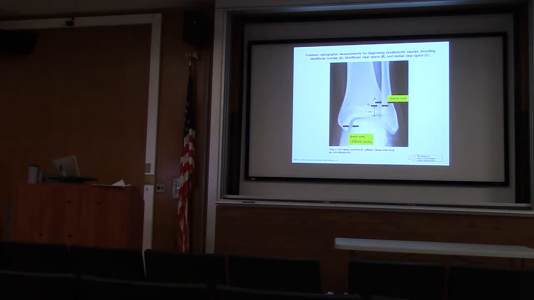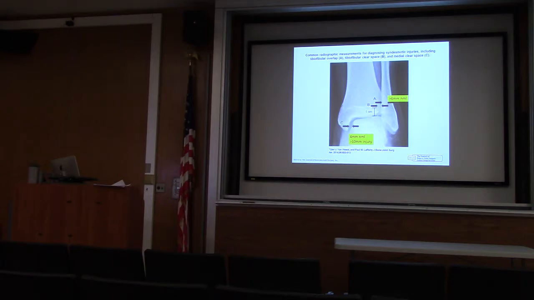Yes? Does it start with the AP, the Mortise view, or the AC? You can do this just on your regular AP. So you can do this when you're getting your normal films. It's just another thing to look at, because we often kind of gloss over these injuries. Oh, nothing's fractured. But to take those couple seconds to just make sure those measurements are okay is a good practice to get into, because again, these injuries are often missed.